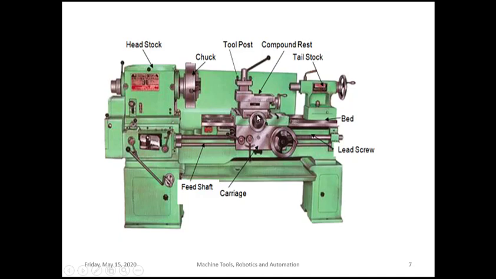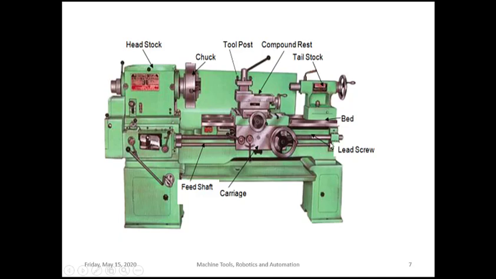Next we have one more lever, which is used to move the tool, or to feed the tool against the workpiece. The workpiece is fixed here, and there is a gap between the workpiece and the tool. With the help of this lever we can rotate it and make the tool move forward, and it comes in contact with the workpiece and removes the material.